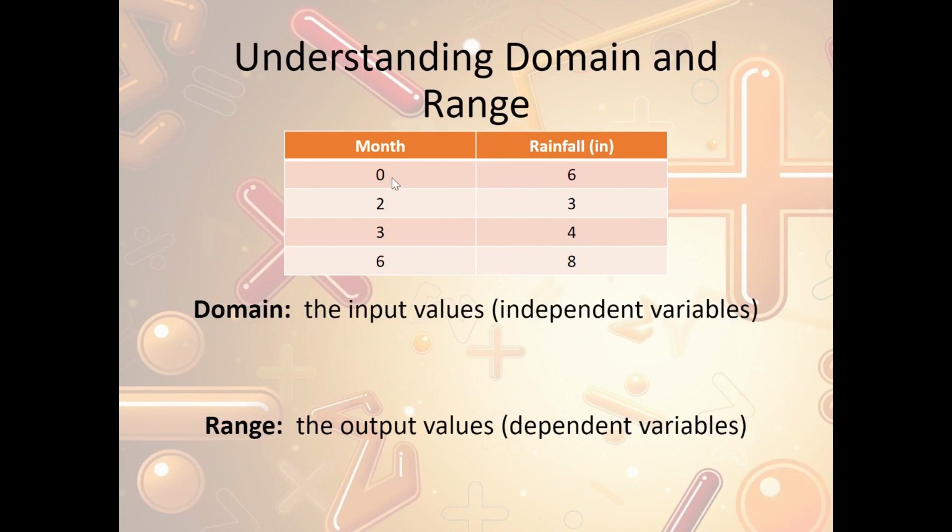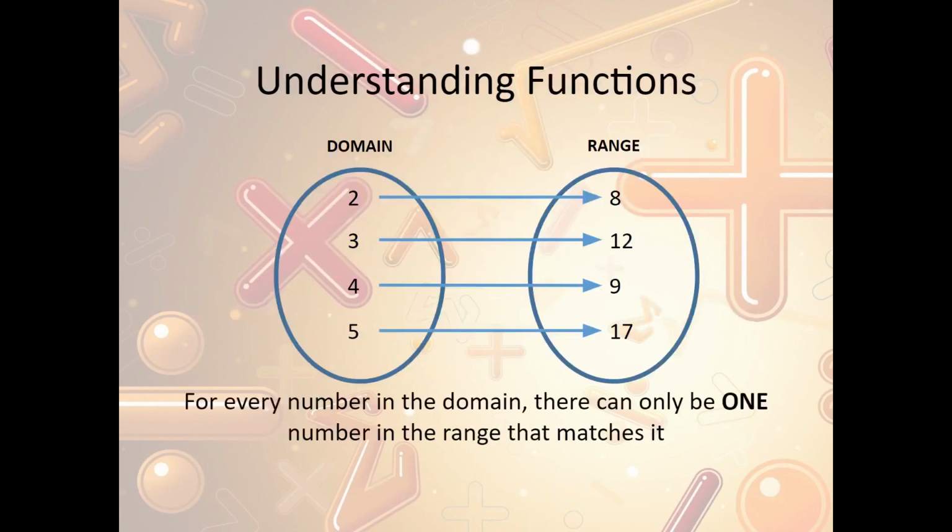Let's try another one. So here we have 0, 2, 3, and 6 for months. That is our domain. And our range comes from this column here. So we would have 6, 3, 4, and 8 as our range. So that's domain and range. Now, understanding functions. Notice here, we have a domain here, and we have a range here, and they're mapped to each other. So when x is 2, y is 8. When x is 3, y is 12. When x is 4, y is 9, etc.